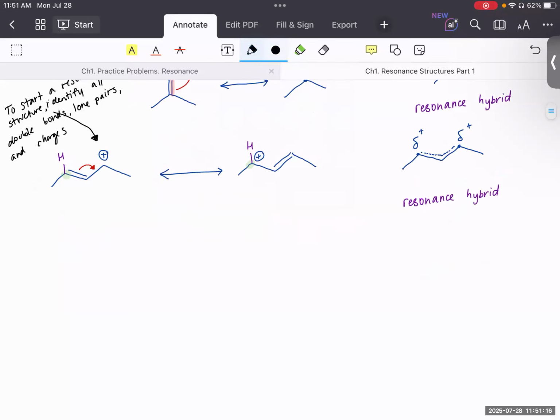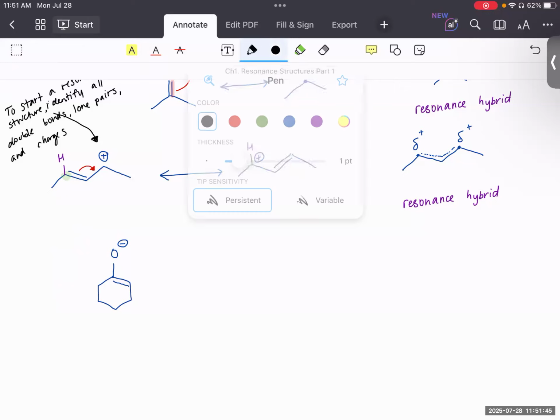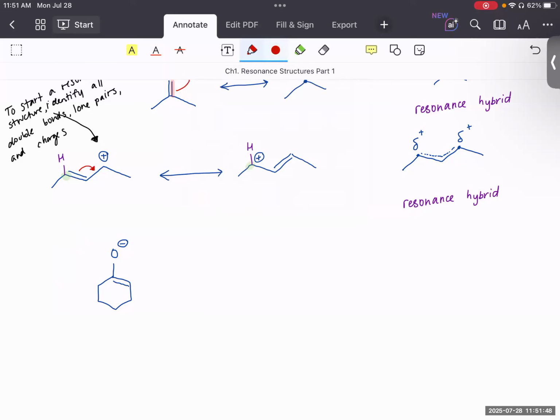All right, so the next example that I want to do is one where we have a negative charge. I will draw out this structure here. Whenever we're starting off a resonance structure and we see a negative charge, what we should be thinking about is how do we get rid of that negative charge and where can those electrons go? Usually in resonance structures that have a negative charge, the first arrow will start at that negative charge. So let's draw in our electrons here on the oxygen.